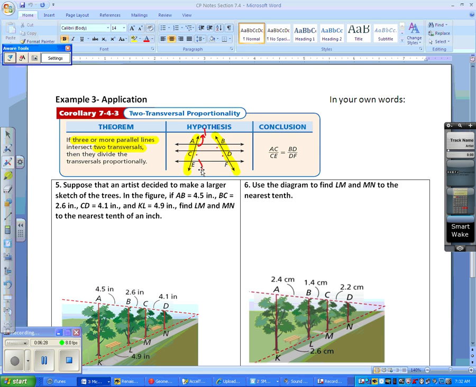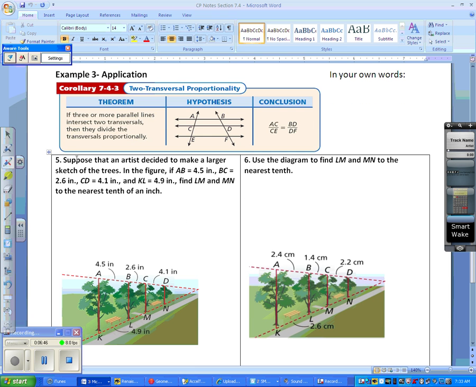1, and this part was 3, and this part was 2. Well, we can set up a proportion to figure out how long DF is. 1 over 3 equals 2 over DF. Cross multiply, and you get DF would equal 6. Again, go ahead and try to put that in your own words after we give you an example.